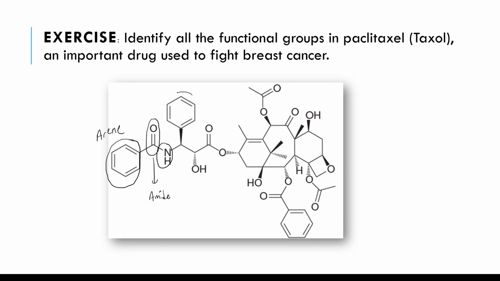Next to it, we have again a benzene group, and we are going to say this is also an arene. Here we have an OH group, and it is connected to a carbon, and this carbon is an sp3 carbon, so this is an alcohol functional group. When we look at this carbon, it's a secondary carbon. We can say that this is a secondary alcohol.